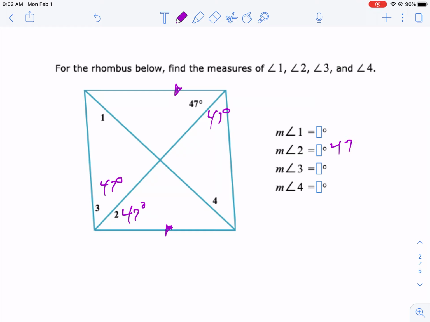I do believe you had these two correct. Where you made the mistake was angle 1. Angle 1 is not 47 degrees, because in a rhombus, the diagonals are perpendicular. It's not a rectangle, so the diagonals aren't necessarily congruent. In other words, angle 1 is going to be 90 minus 47, because we know angle 1 and angle 3 have to add to 90, which is 43 degrees. And then by the alternate interior angles, angle 4 is 43 degrees.